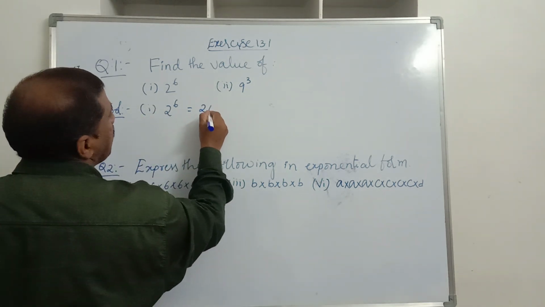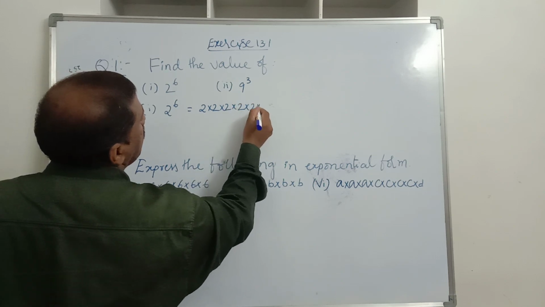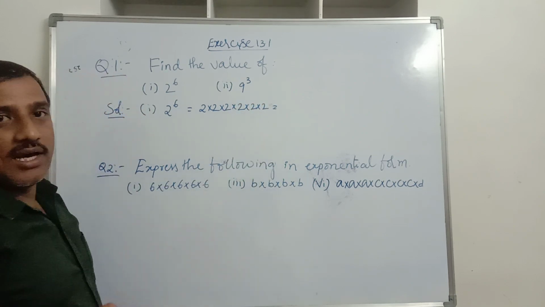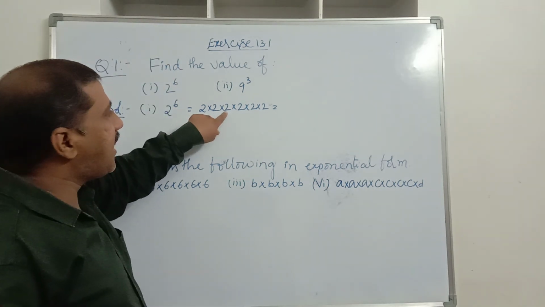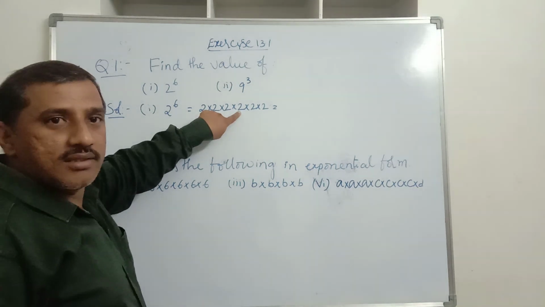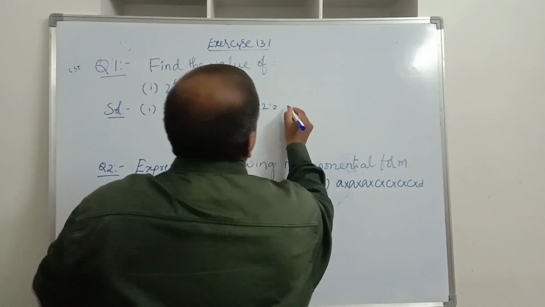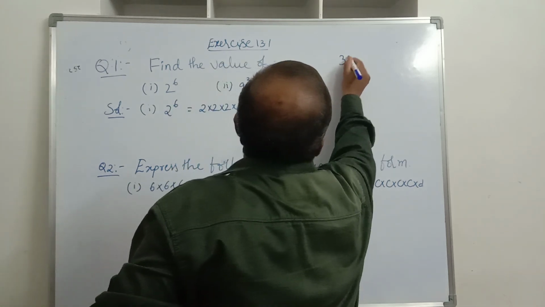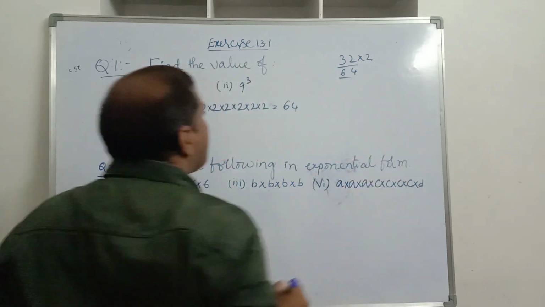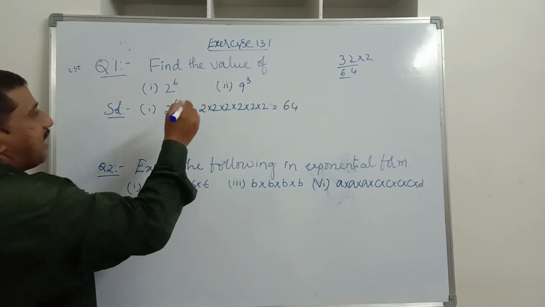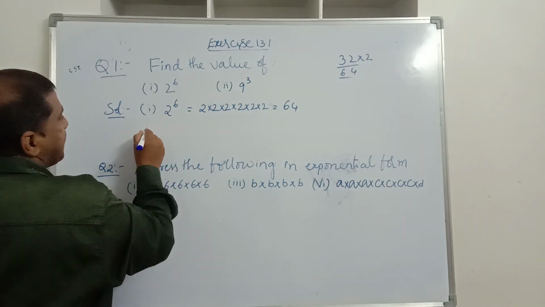So write 2 into 2 into 2 into 2 into 2 into 2. That is equal to, write 6 times and multiply. 2 into 2, 4. 4 into 2, 8. 8 into 2, 16. 16 into 2, 32. 32 into 2, it is 64. 2 twos are 4, 2 threes are 6. We'll get 64. So 2 power 6 is equal to how much? It is 64.